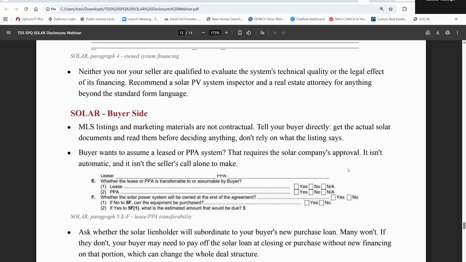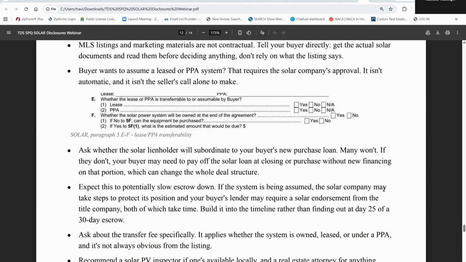Buyer wants to assume a leased or PPA system. That requires the solar company's approval. It isn't automatic, and it isn't the seller's call alone to make. Ask whether the solar lien holder will subordinate to your buyer's new purchase loan. Rarely, but it has come up where they would not. Many won't. If they don't, your buyer may need to pay off the solar loan at closing or purchase with new financing on that portion, which can change the whole deal structure.